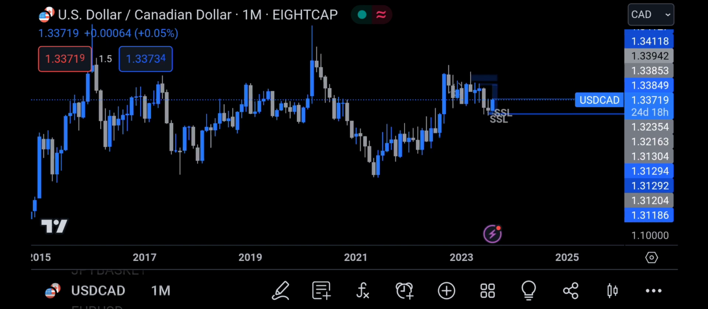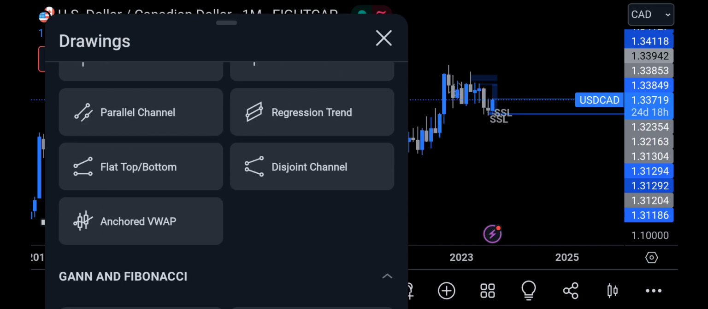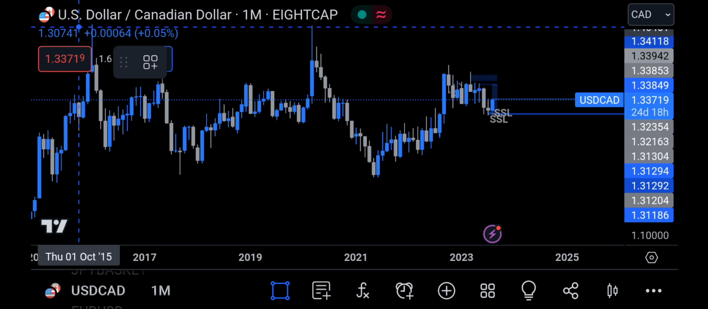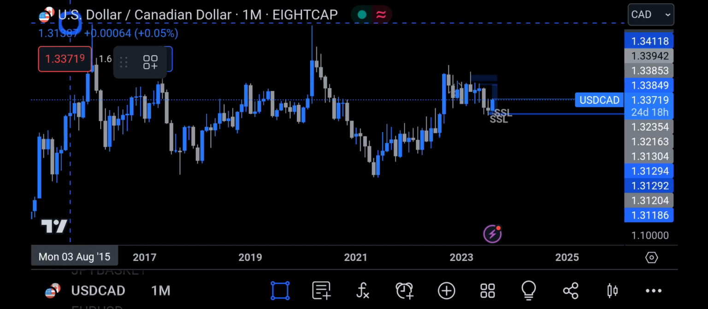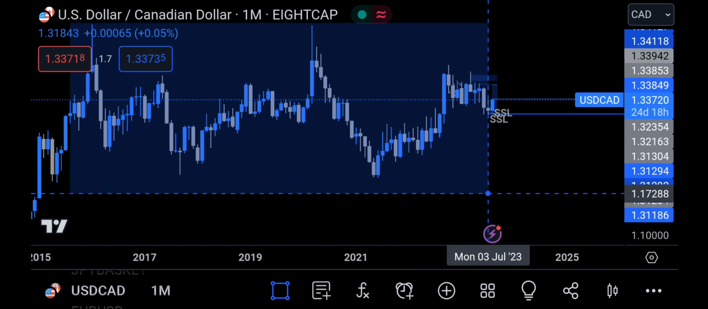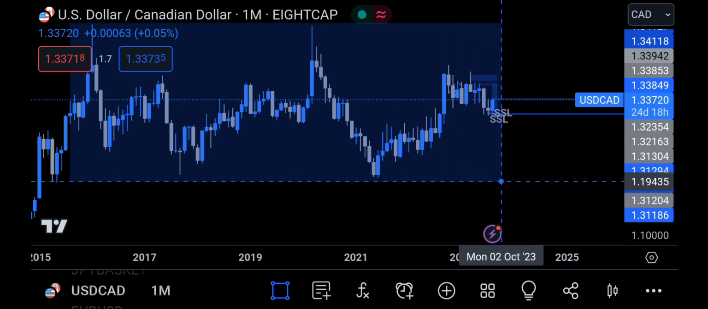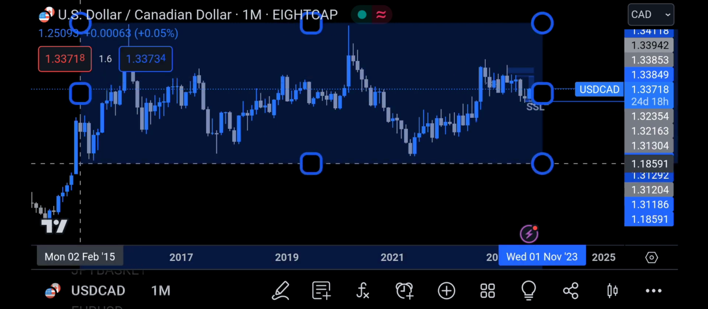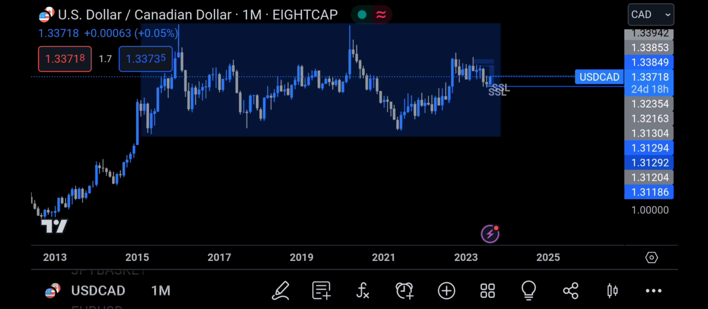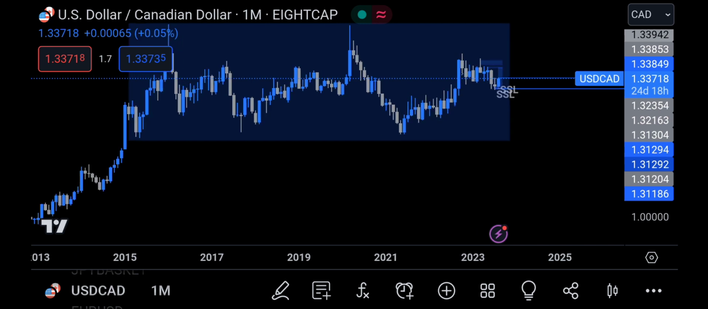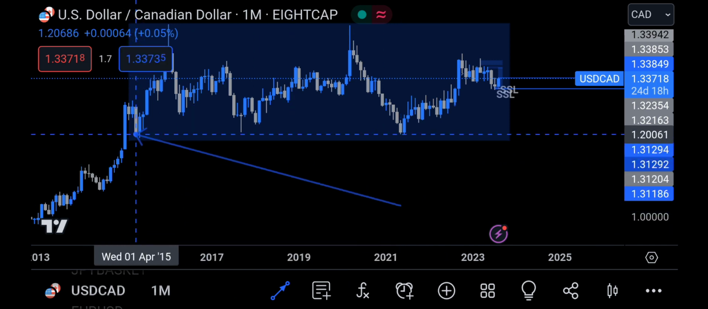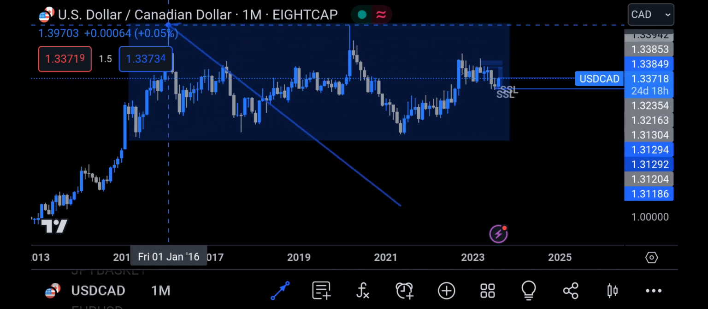In monthly time frame, we can currently see that the market has been in a ranging environment since, let's say, 2015. We've been in this ranging environment since 2015. So since then, all we've seen is bounce up from the low and a rejection. That's bounce up from support and a rejection from the resistance.